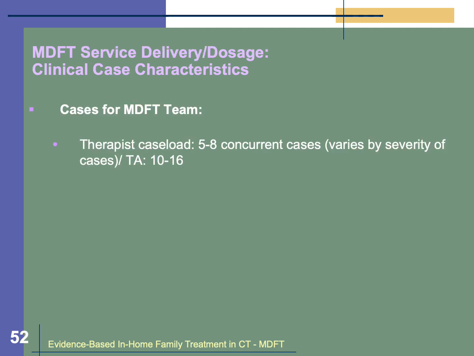So then MDFT teams, each therapist has 5 to 8 cases. If you have more severe cases, it'll be on the lower end. If you have less severe cases, it'll be on the higher end. As you get further into sessions and families begin to stabilize, you'll get additional cases, and that's where the fluctuation happens. The therapist assistant has about 10 to 12 families, so they're probably working with 2 or 3 therapists at a time.